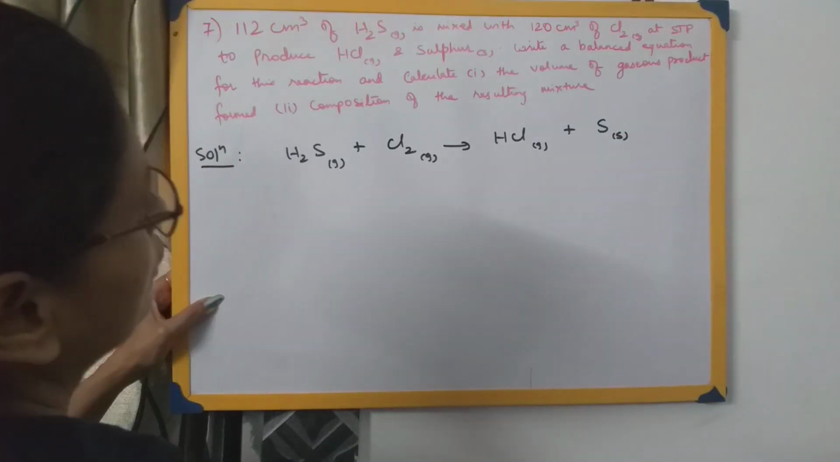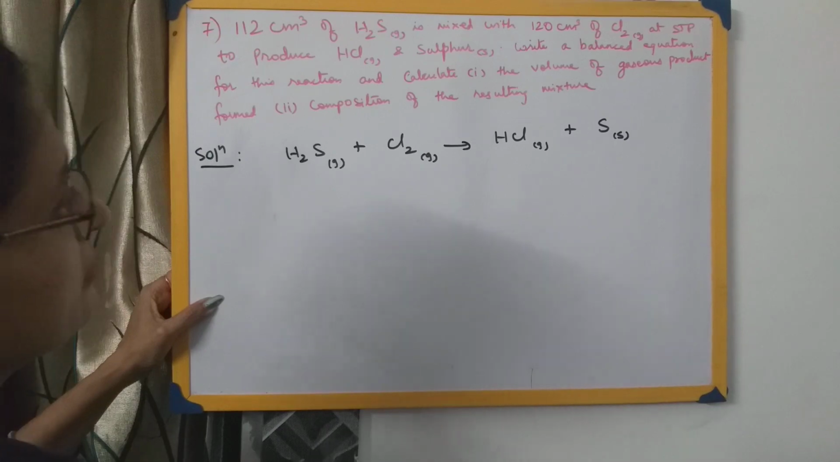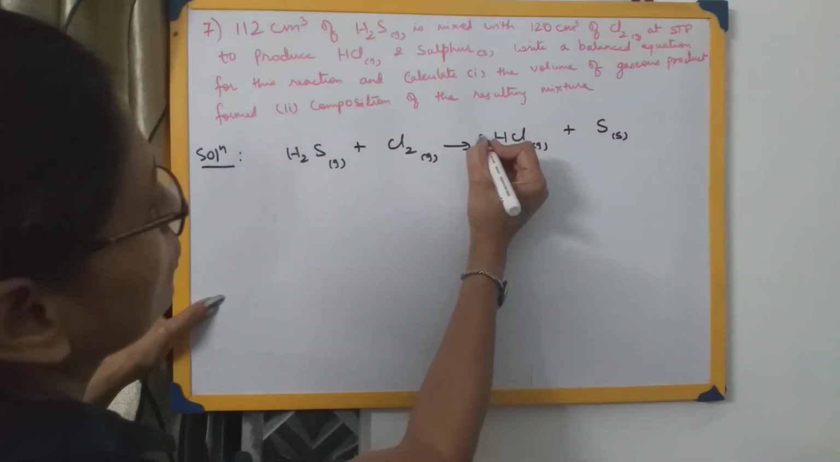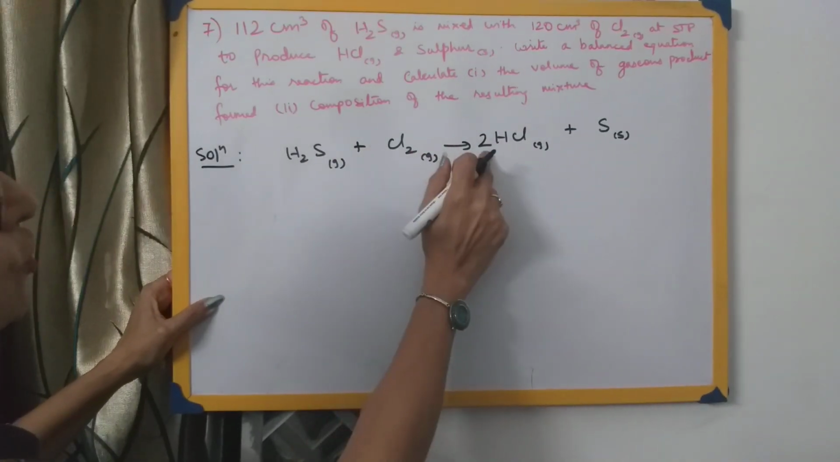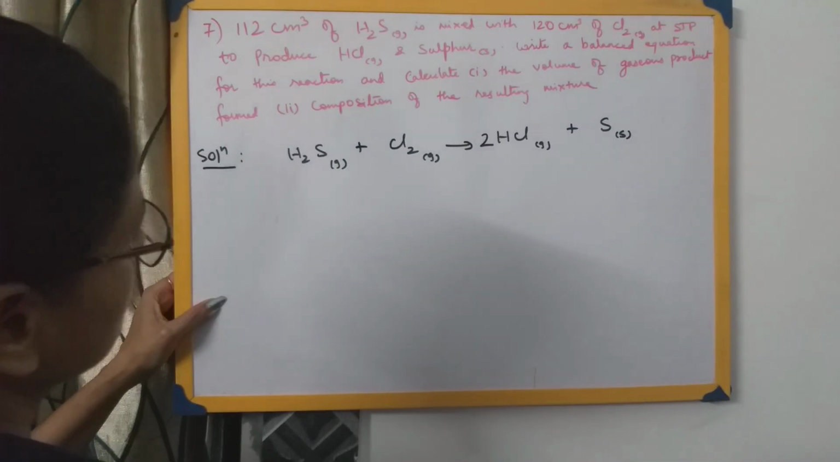So we write down solid over here. So this is our first step. Then next we'll check whether it has been balanced or not. Chlorine is 2 over here, but it is 1 over here, so we'll write down 2 over here. Now 2 hydrogen, chlorine 2, sulfur is 1, so the equation has been balanced.